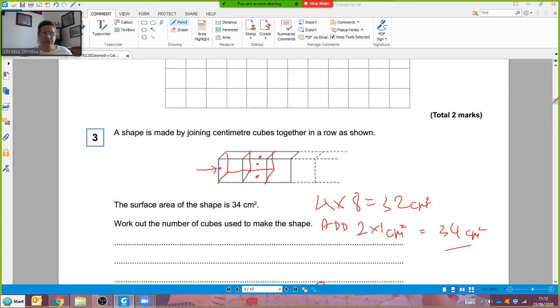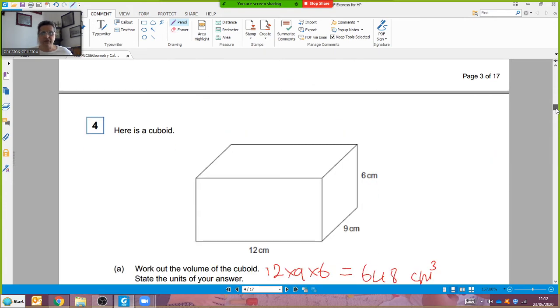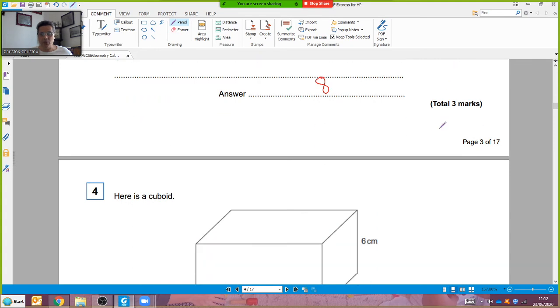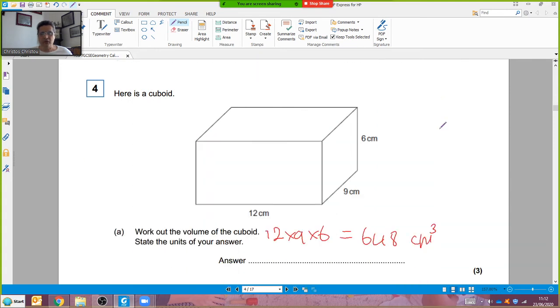Okay, a little bit tricky. Many of you did that well. Others of you didn't have a clue. Don't worry. Here's question four. This was very well done. If I saw the number 648, you got one tick. If I saw 648 centimeters cubed, you got two ticks.